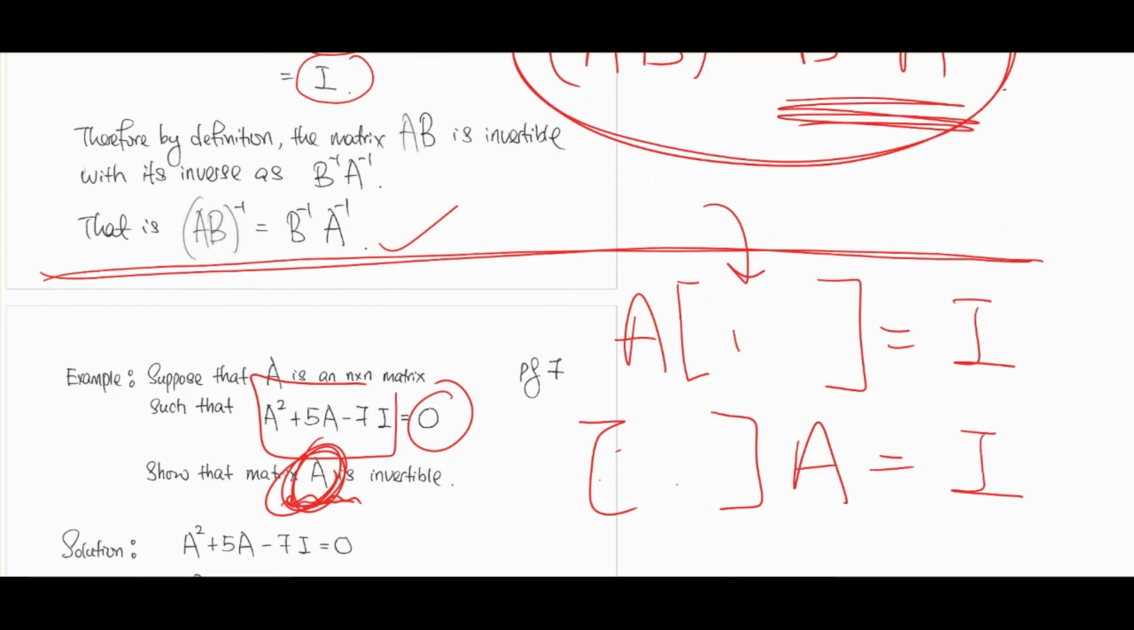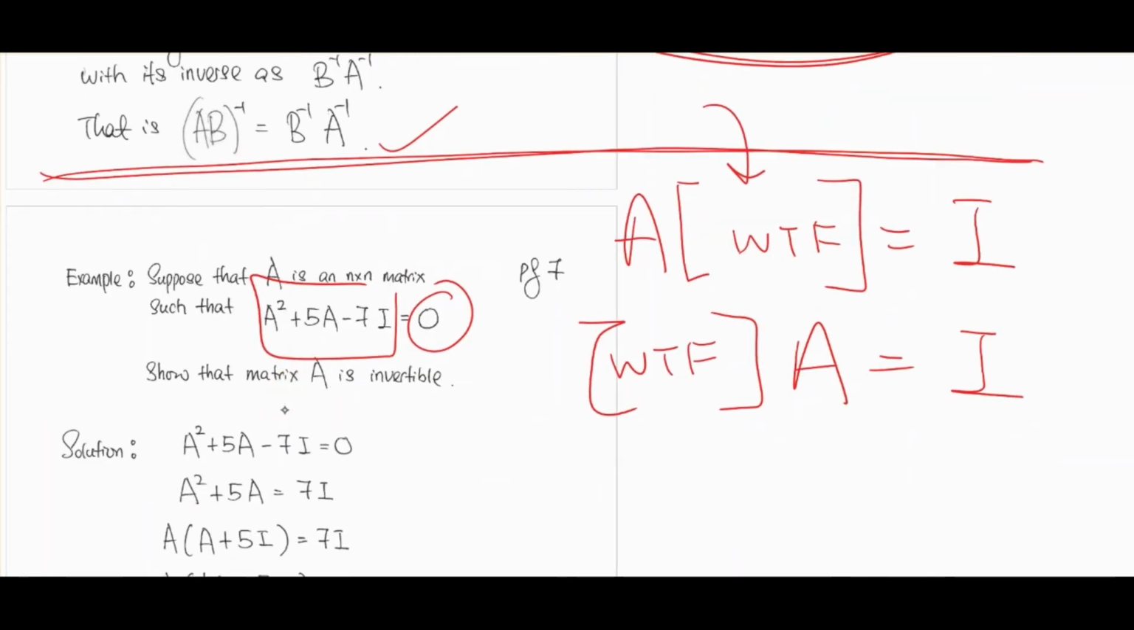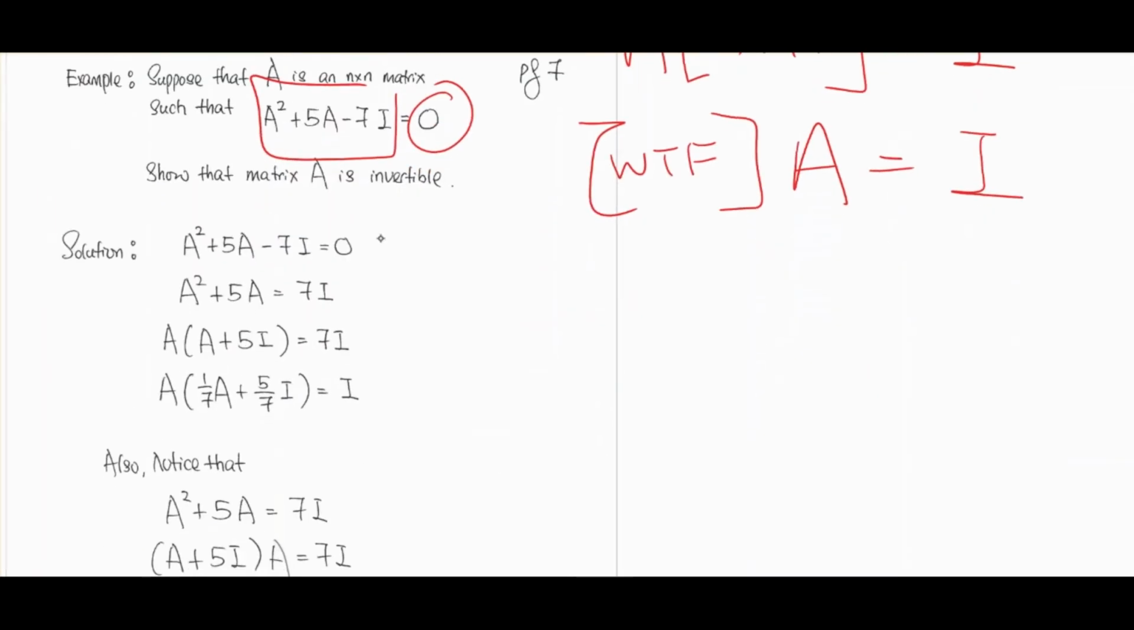So we want to find this. This is what we want to find. Oh, by the way, WTF in this course is one to find, not the one that you're thinking about. Okay, so that's what we want to find. From this, we will be able to move the -7s to the other side.